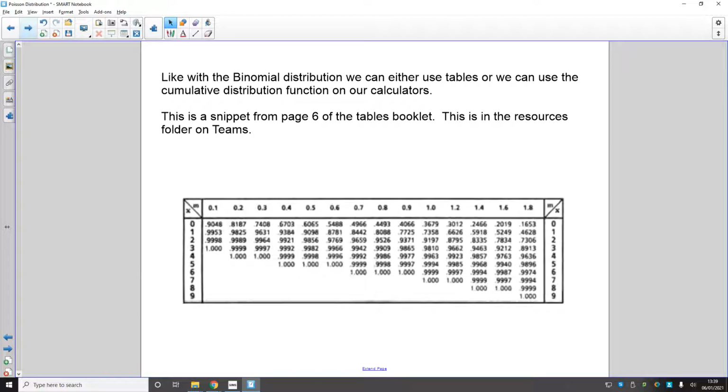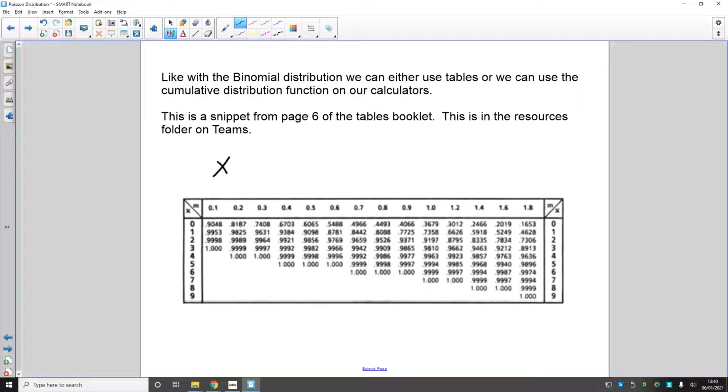Back when we did the binomial distribution, I showed you where to access the tables for the binomial distribution. We can also use the Poisson distribution tables that are in the booklet as well. The snippet I produced here is on page 6 of the tables booklet, so it's only a brief part of the tables. There's far more information than this, and as you can see in this table here, the values for lambda.